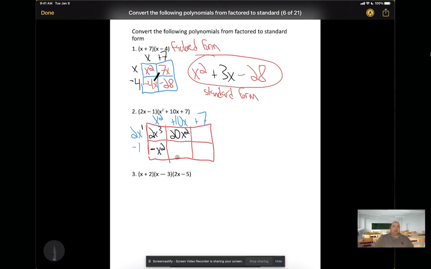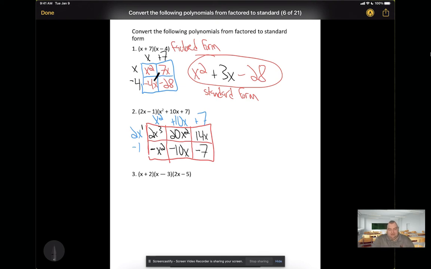This bottom one right here is going to be negative 1 times 10x. So that's going to be a negative 10x. And then this one is going to be 2x times 7. So 2x times 7 is going to be 14x. And then this one is going to be negative 1 times 7, which is negative 7. So I filled in the box.